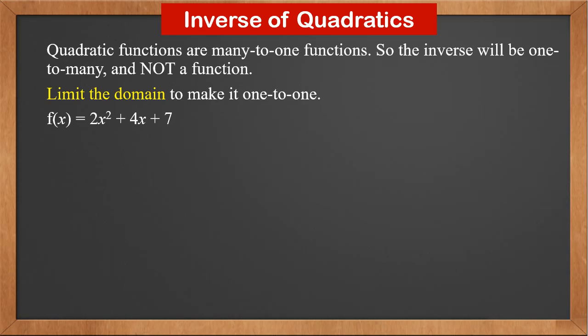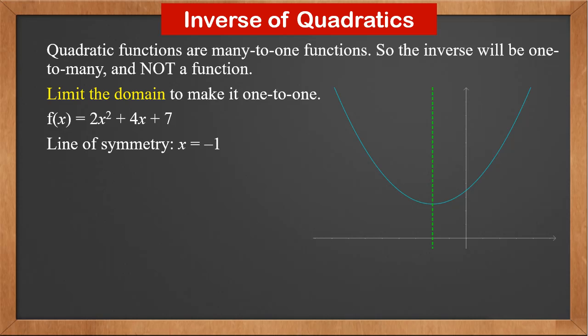For example, f of x is 2x squared plus 4x plus 7. Let's sketch its graph. The line of symmetry is minus b over 2a. So it is x equals minus 1. If we limit the domain to x less than or equal to minus 1, only the half on the left of the line of symmetry is kept. This becomes a one-to-one mapping. If we limit the domain to x greater than or equal to minus 1, only the half on the right of the line of symmetry is kept. This is also a one-to-one mapping.